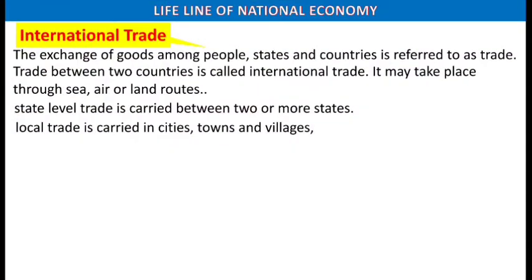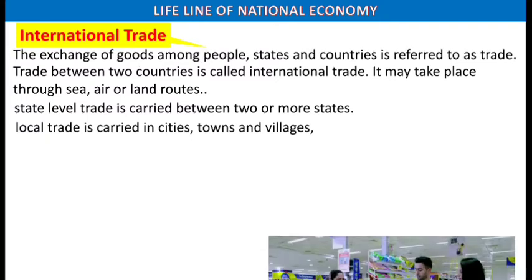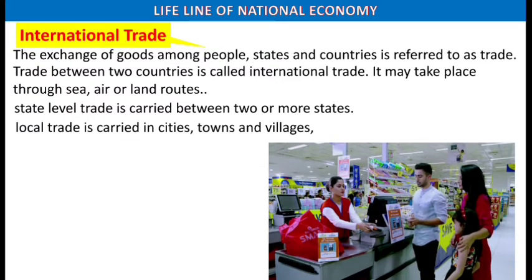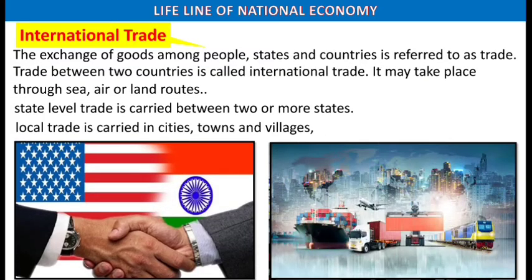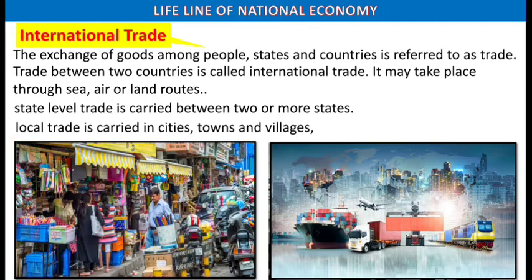Now we will discuss international trade. The exchange of goods among people, states, and countries is referred to as trade. Trade between two countries is called international trade. It may take place through sea, air, or land routes. State level trade is carried between two or more states. Local trade is carried in the cities, towns, and villages.